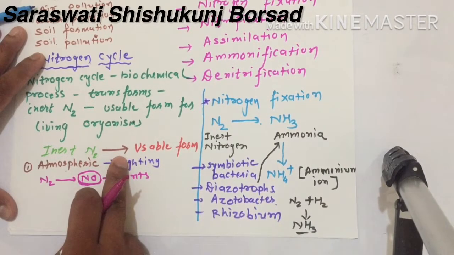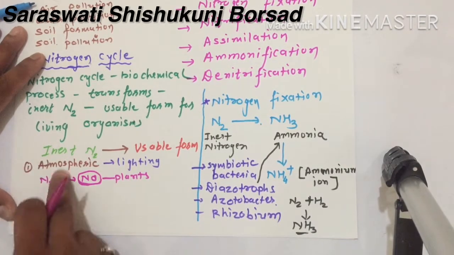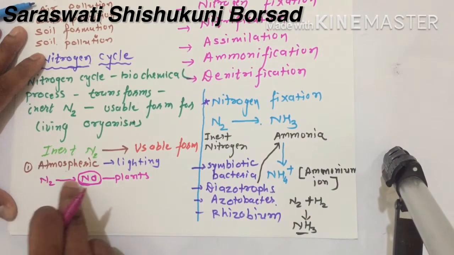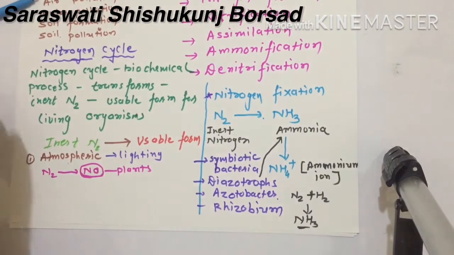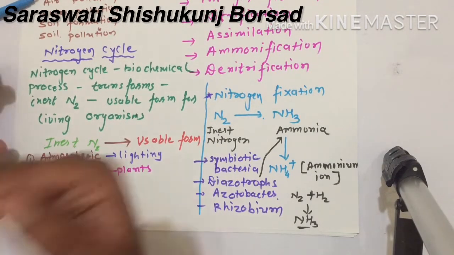So in plants, nitrogen is fixed by the process of lightning. During lightning, the nitrogen which is present in the atmosphere will get oxidized, and those nitrogen oxide compounds are utilized by plants. So this is the first way that nitrogen is fixed.